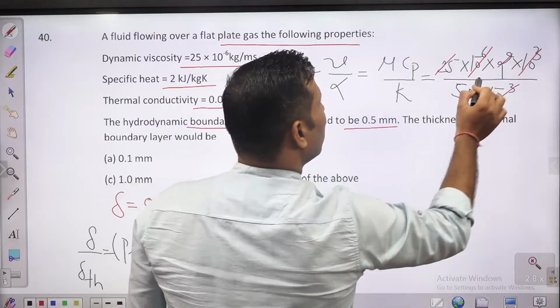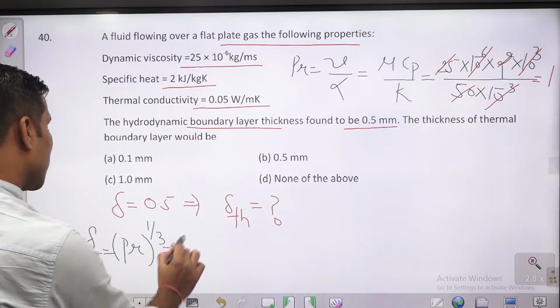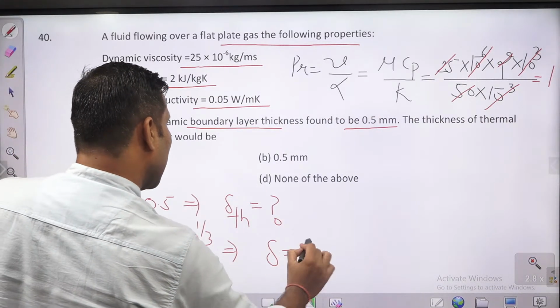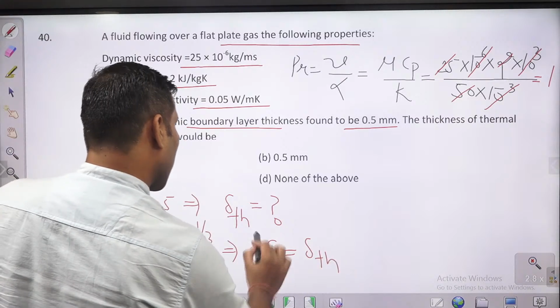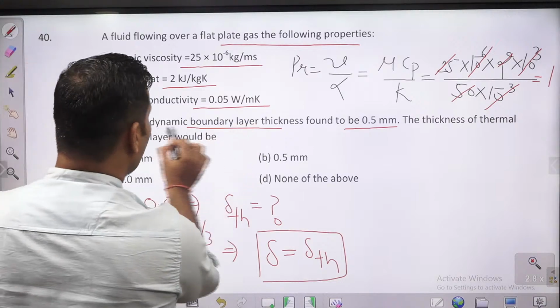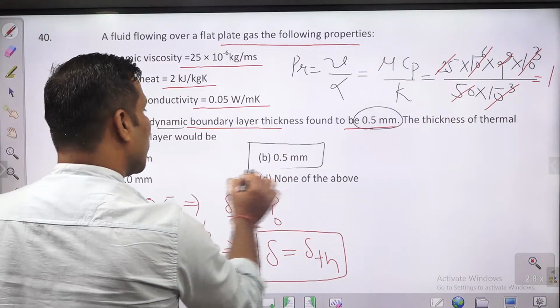You will have what? 1. So the Prandtl number will come out 1. And if the Prandtl number is 1, it means delta is equal to delta thermal. If the hydrodynamic boundary layer thickness is given to you as 0.5, then the thermal boundary layer thickness will also be 0.5.